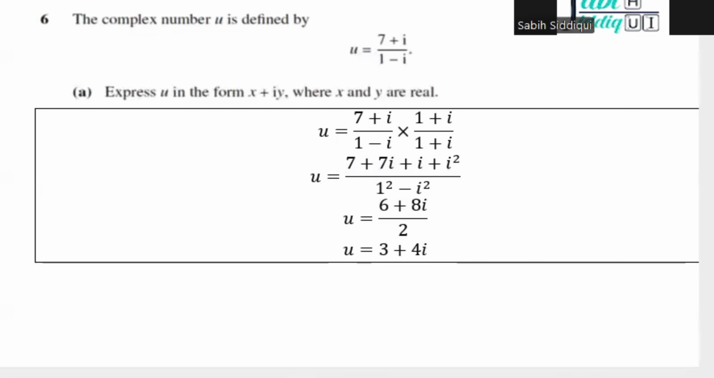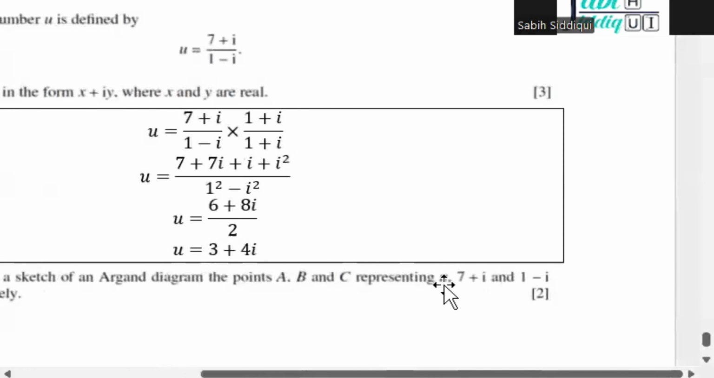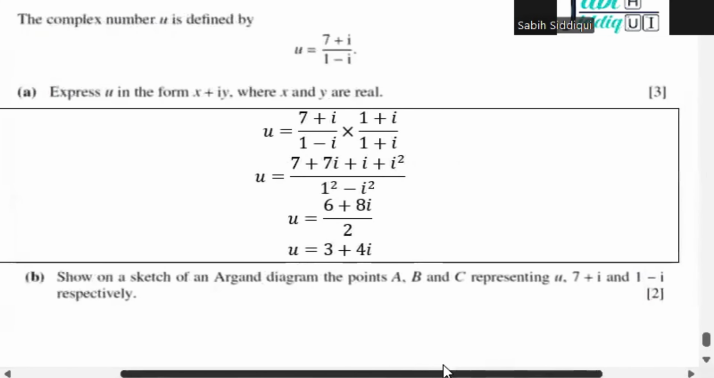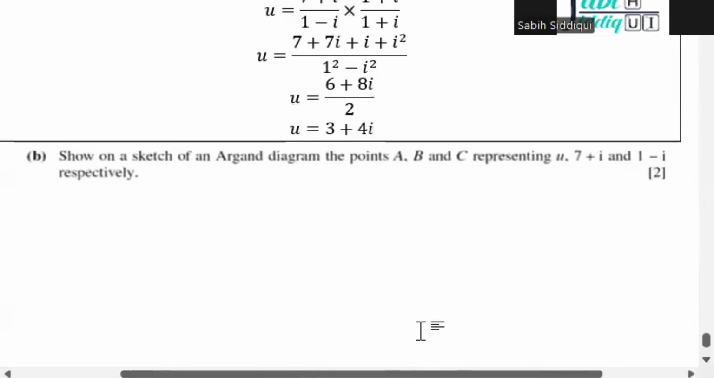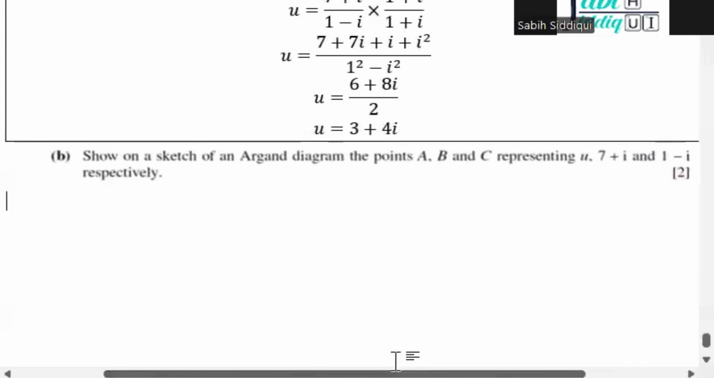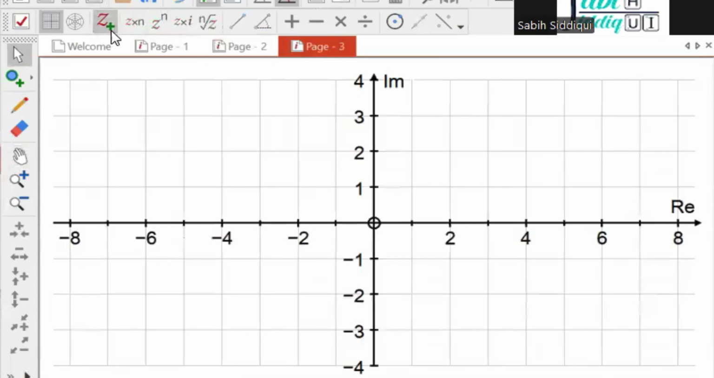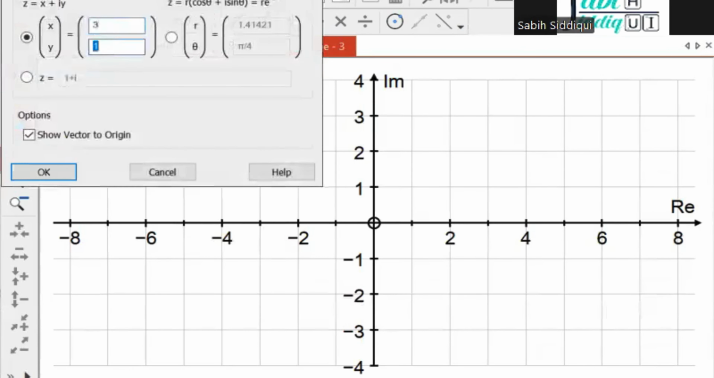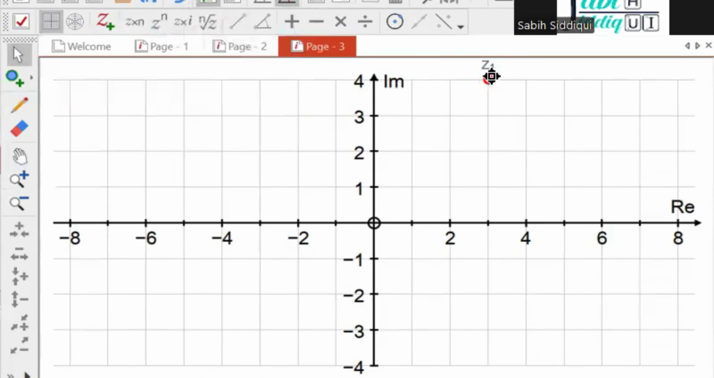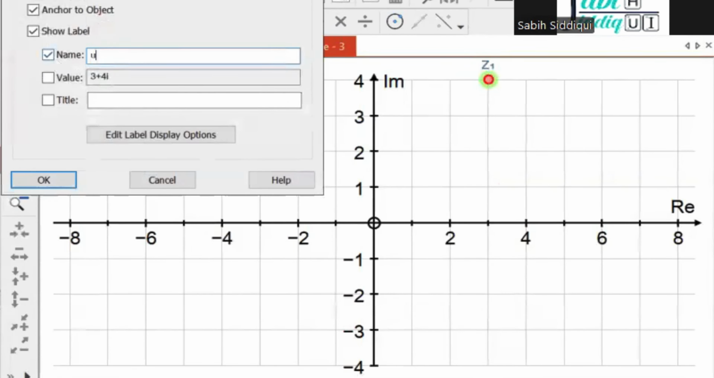Let's move on to the next part. Show on an Argand diagram the points A, B, and C representing u, 7 plus iota and 1 minus iota. U is what? 3 plus 4 iota. So let's take this. What is U? 3 plus 4 iota. This is U.